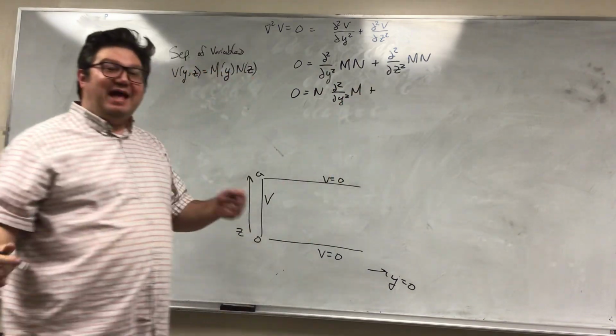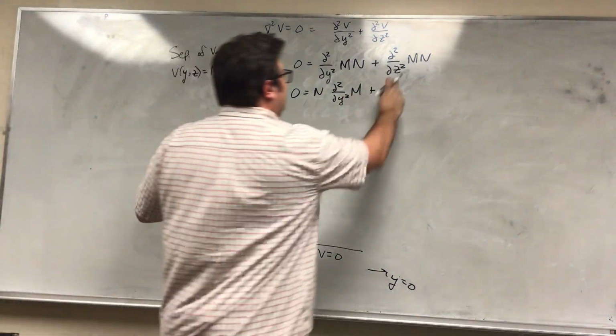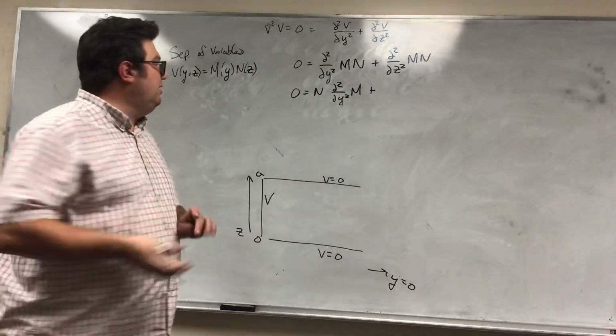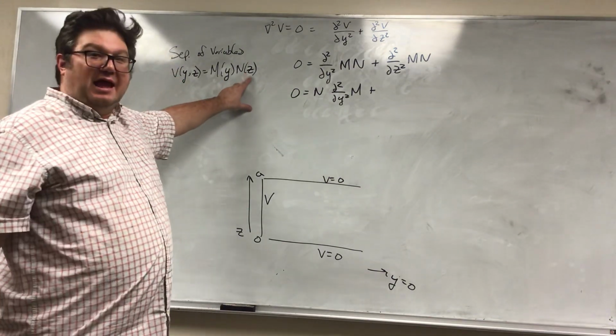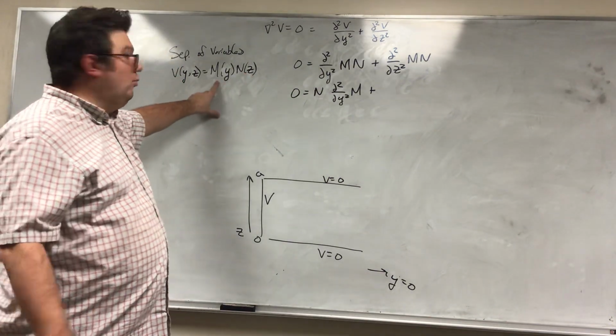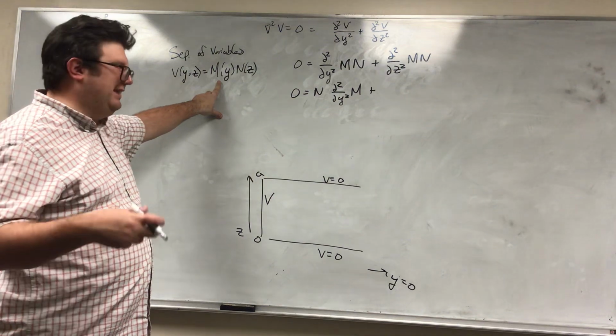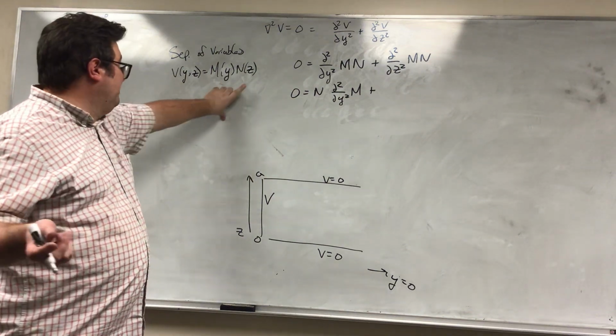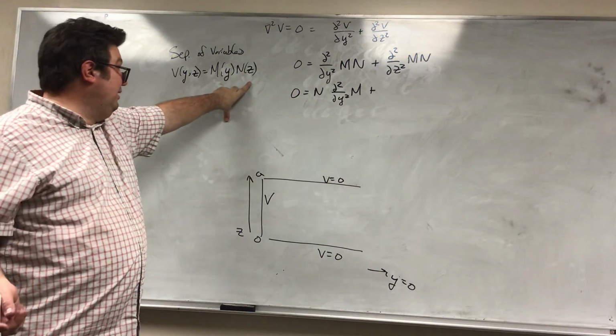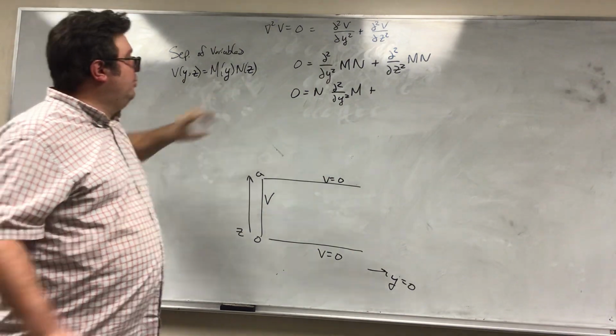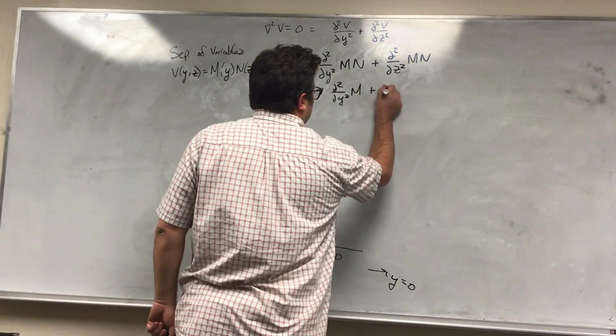And I can do the exact opposite thing here. Because here I'm taking the partial with respect to z, and I know that N has a function dependence of z, but M depends on y. So I'm going to go ahead and keep the N term in there, and I'm going to pull out the M.